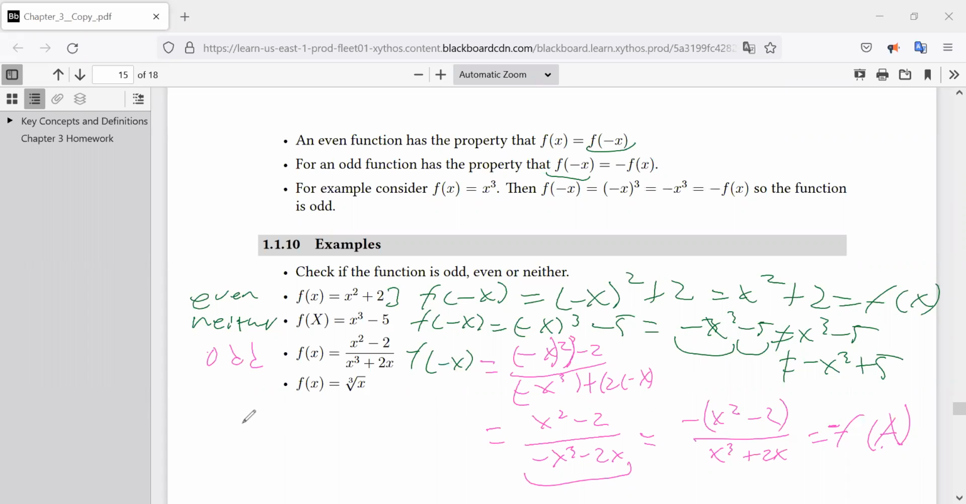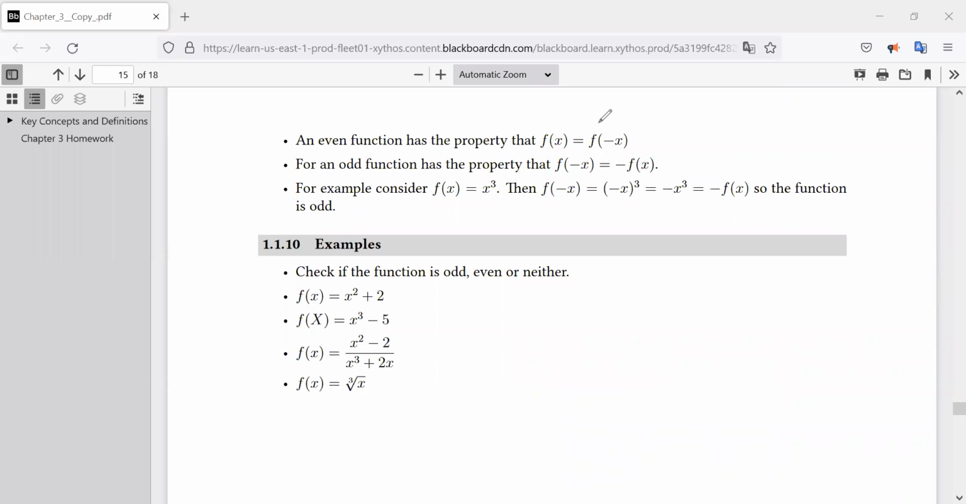And then finally, if we do f of negative x, that's equal to the cube root of negative x, and that is equal to negative cube root of x. So what is this? Would it be odd? Exactly. Cool.